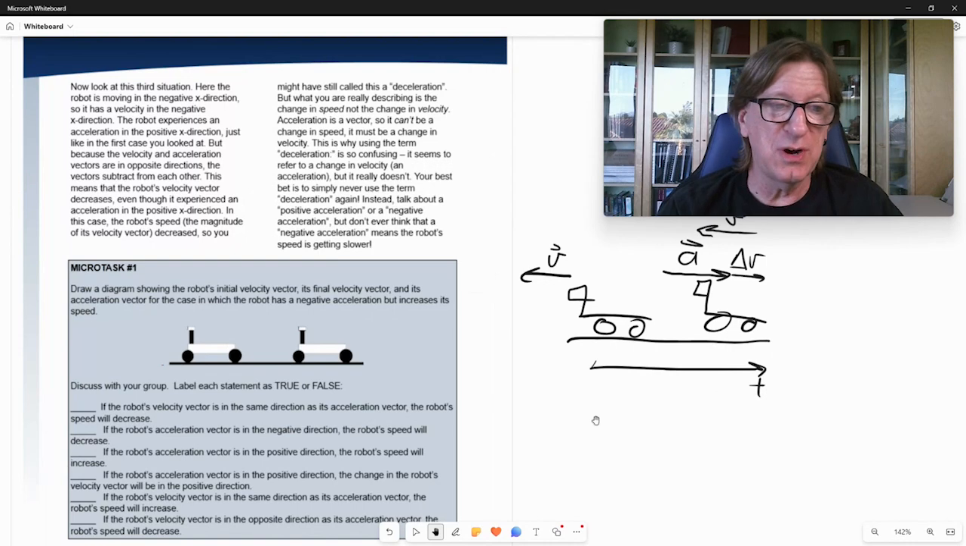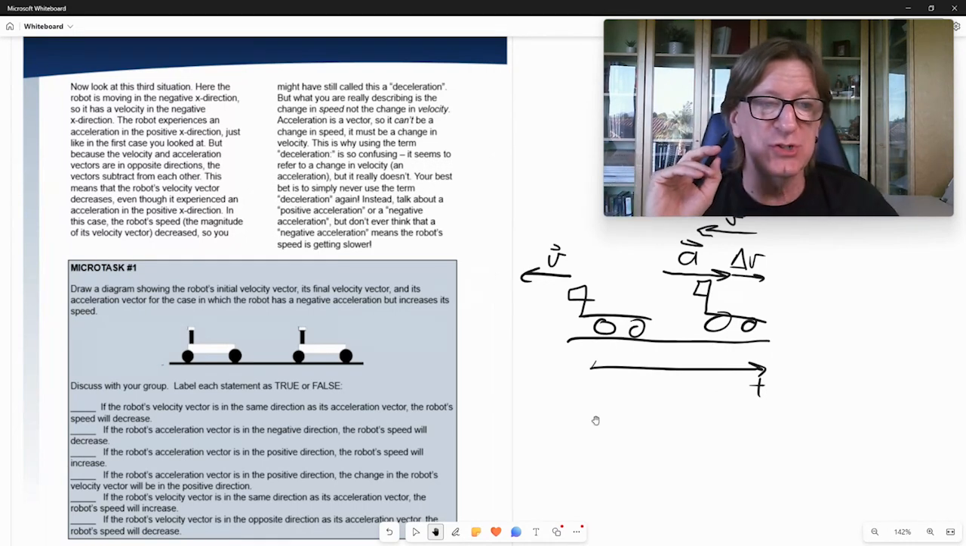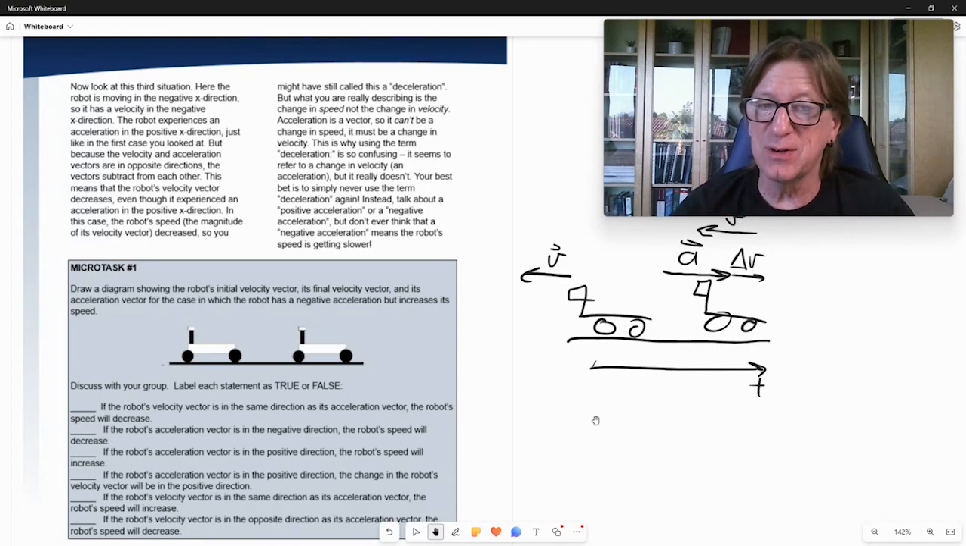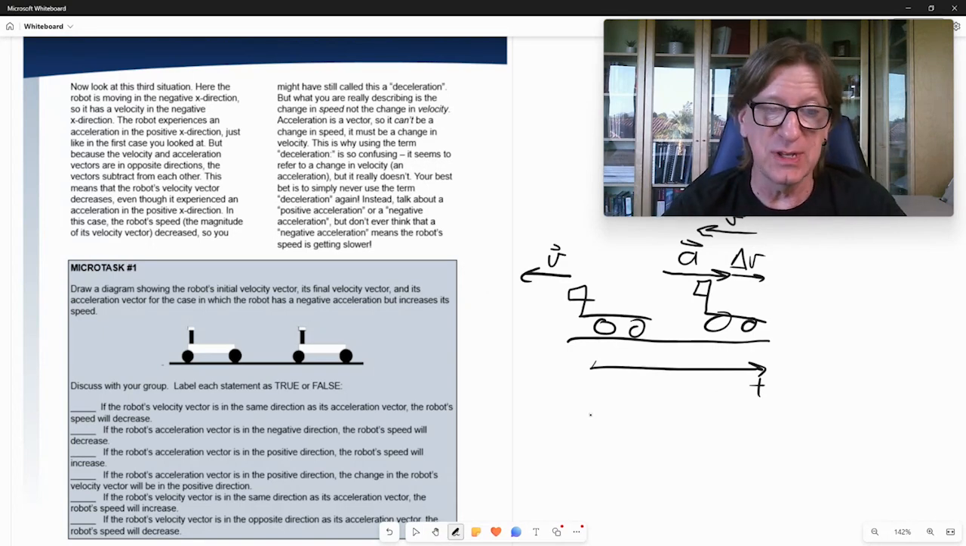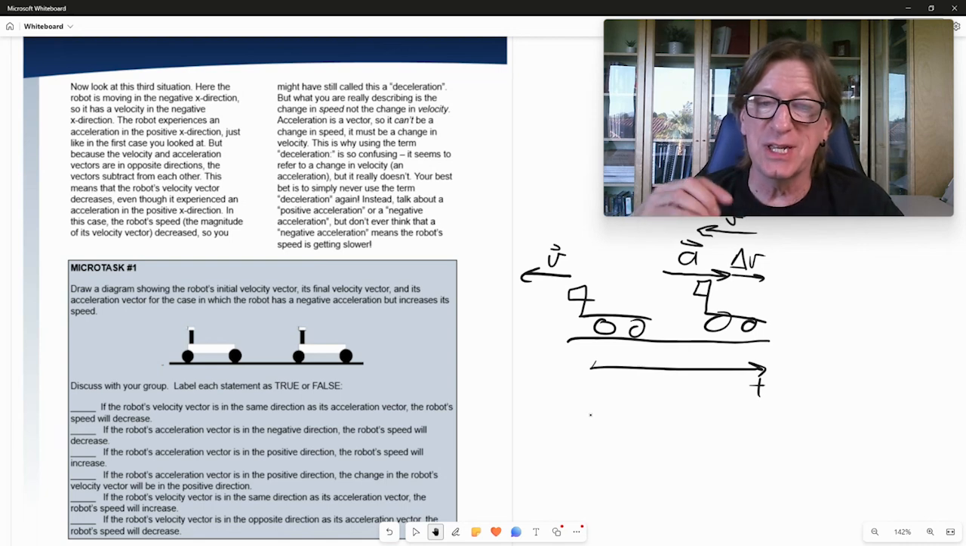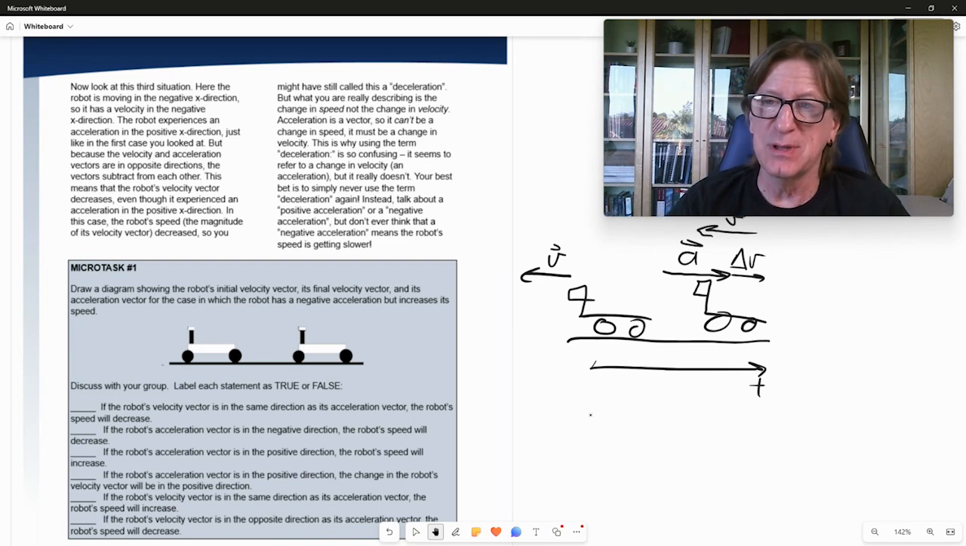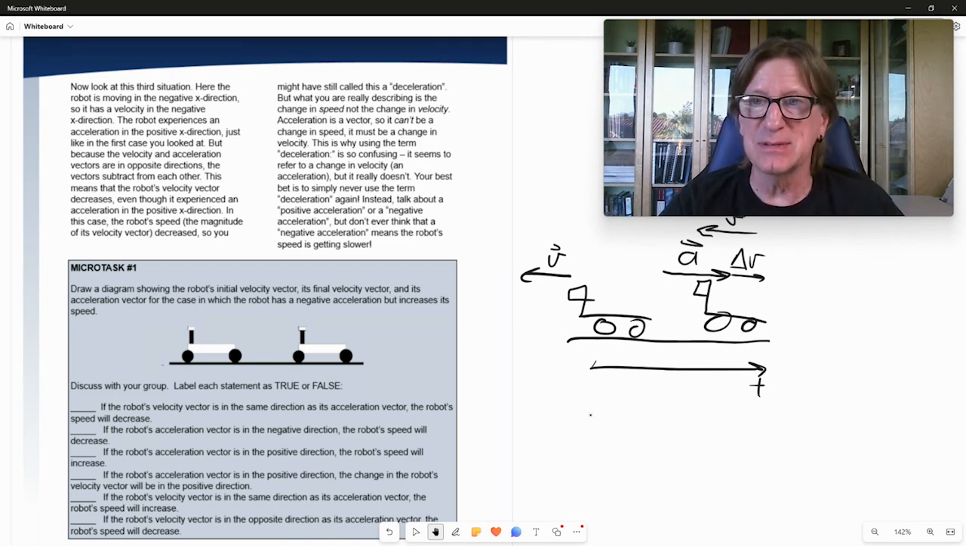I want you to draw some vectors on this diagram showing the robot's initial velocity vector and its final velocity vector. So show the initial velocity vector on this first picture, and its final velocity vector on the second picture. And then I also want you to draw an acceleration vector for which it has a negative acceleration, but it increases its speed. The magnitude of the velocity goes up. Pause the video, take a minute and think about this.